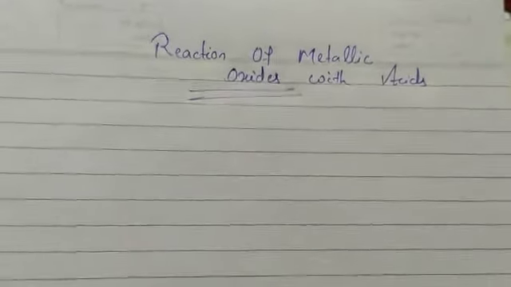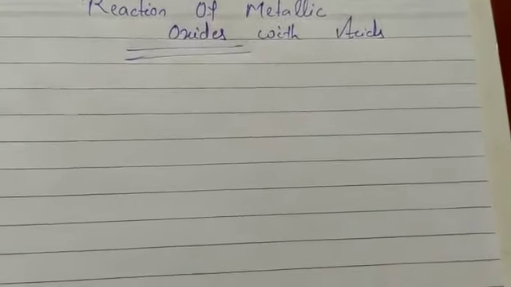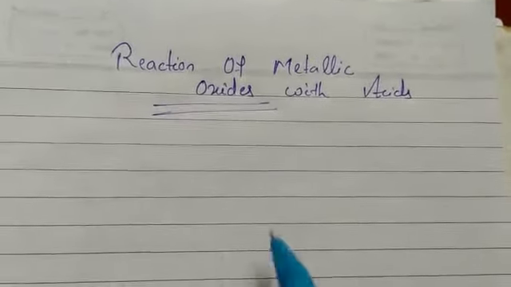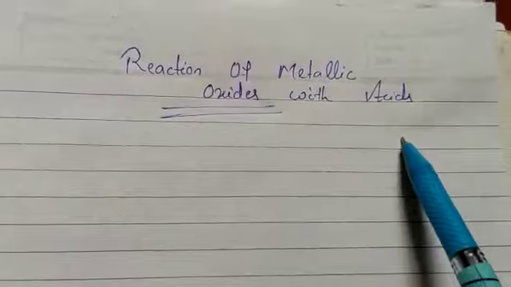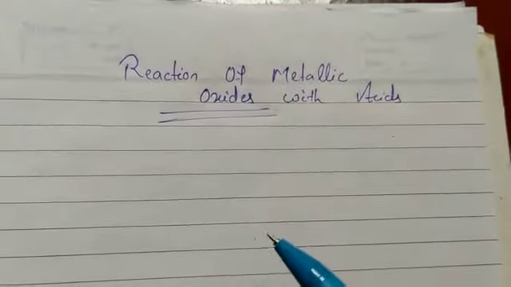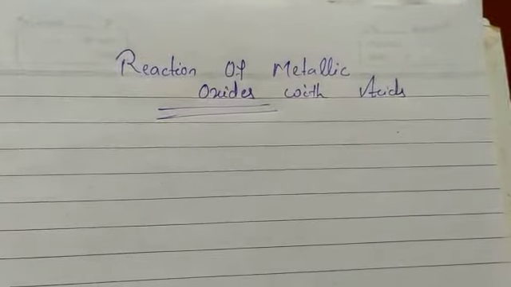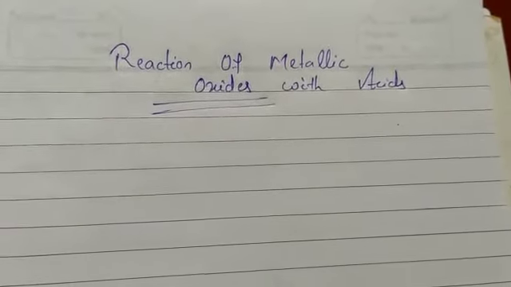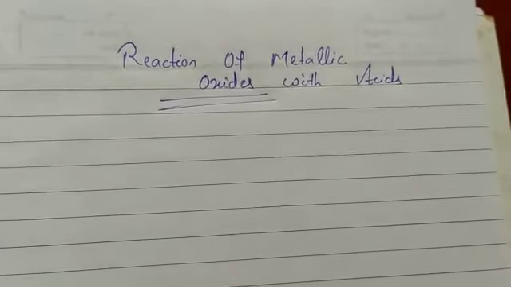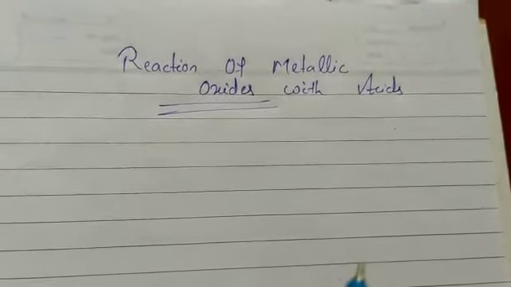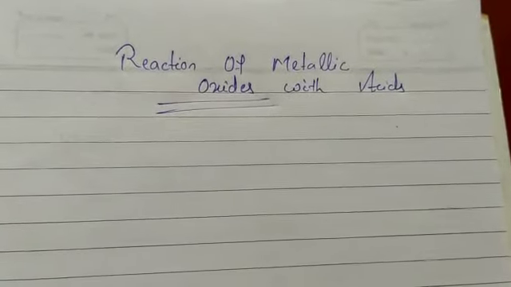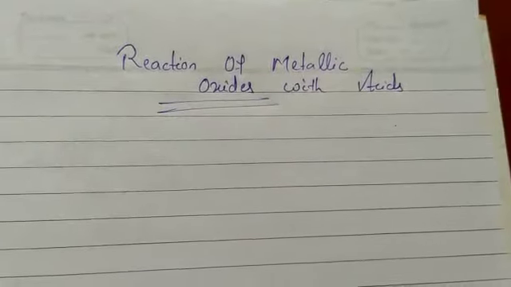In the previous class, we studied the reactions of acids and bases with each other. Now we will study the reactions of metallic oxides with acids. First, we will take a metallic oxide, copper oxide, and add dilute hydrochloric acid, or HCl, to it slowly.